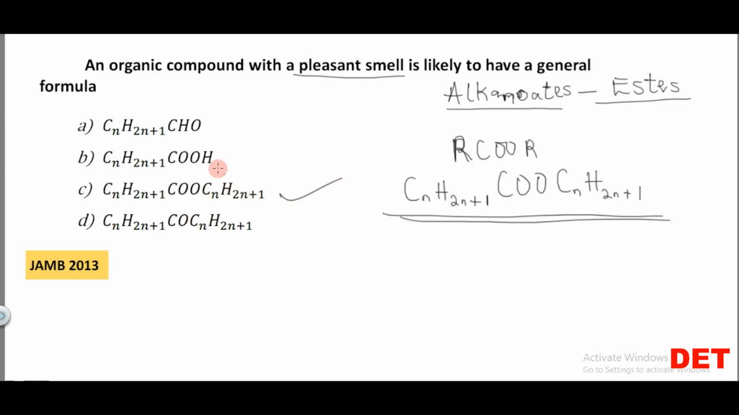This is the general structural formula for the alkanoate. So an organic compound with a pleasant smell is most likely to be an alkanoate or an ester, and is likely to have a general formula of CnH2n+1COOCnH2n+1.